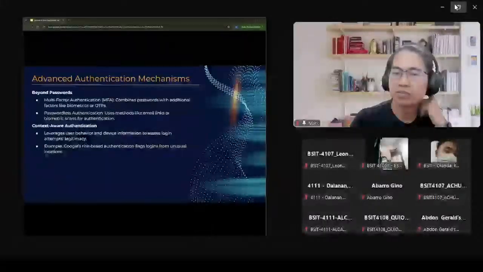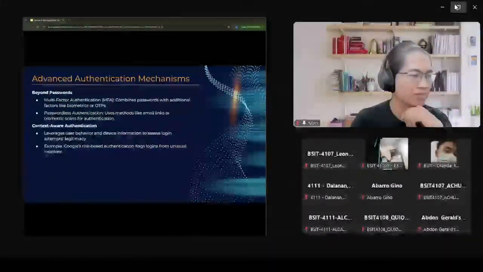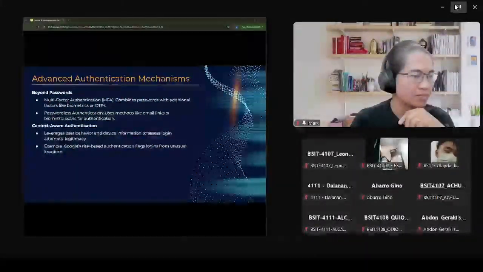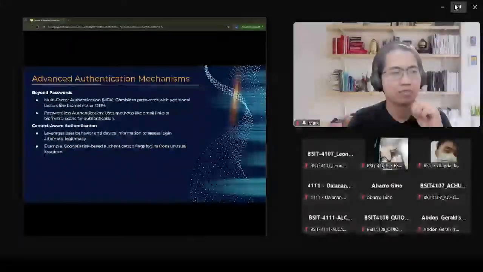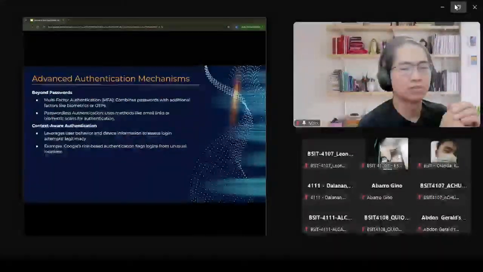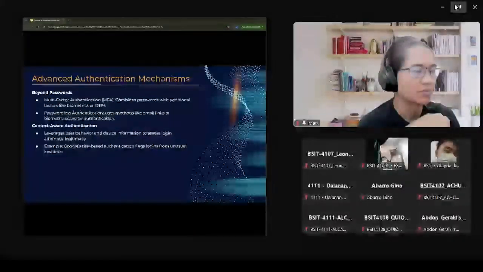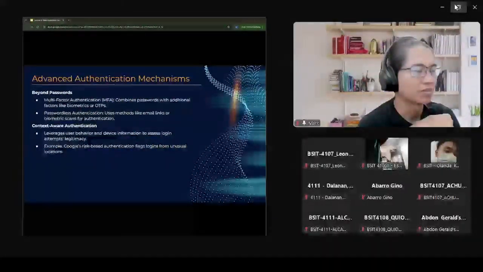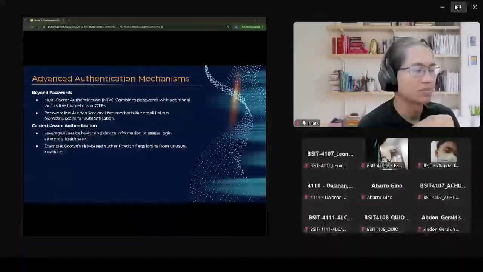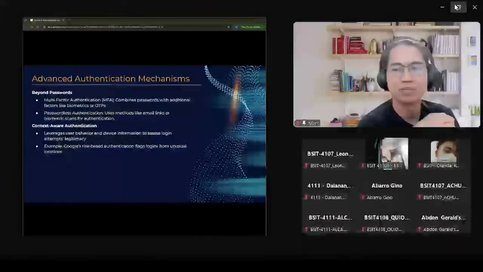Now we move on to advanced authentication mechanisms. Advanced authentication mechanisms is a critical topic in securing modern applications. While passwords have traditionally been the cornerstone of authentication, they are no longer sufficient on their own in today's threat landscape. Let's discuss some advanced methods that enhance security and usability.